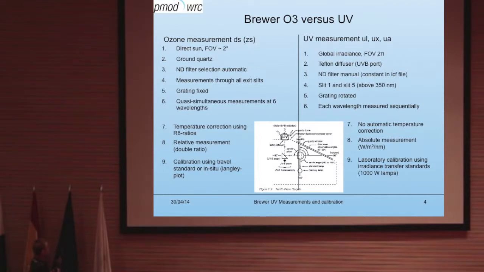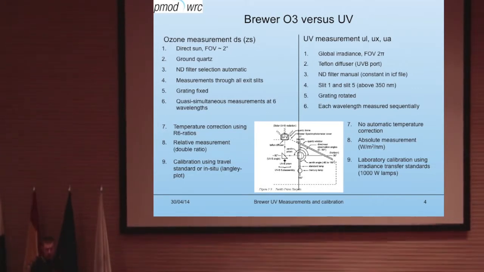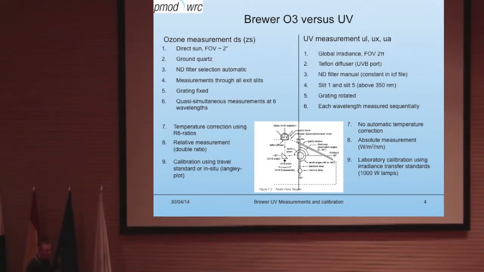You have temperature corrections in the ozone measurement, while in the UV measurements, this is something that has not really been introduced operationally. The measurements of the ozone is relative, so you are making double ratio measurements, while for the UV measurements, you are making an absolute measurement. You are actually getting out, finally, a measurement that should have the units of watt per square meter per nanometer. Finally, the calibration of the ozone measurement is usually done using a travel standard instrument. At the campaign, through collocated measurements, you will obtain a calibration for the ozone, while for the UV measurements, calibrations are done with a reference lamp and not through a comparison with another instrument.